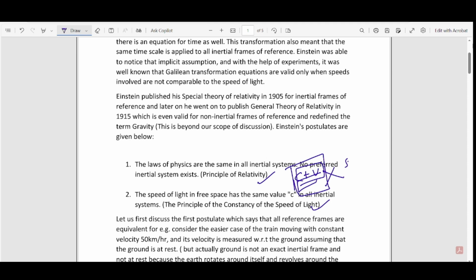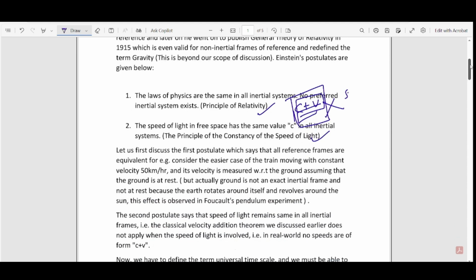Now both are equivalent, but actually we can think that the ground is not at rest, since the earth is rotating and revolving around the sun. These effects are not observed every time, but in particular cases they are observed, like in the Foucault pendulum experiment, which you may know about from before.